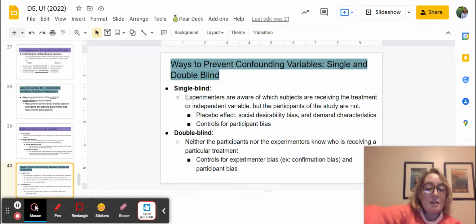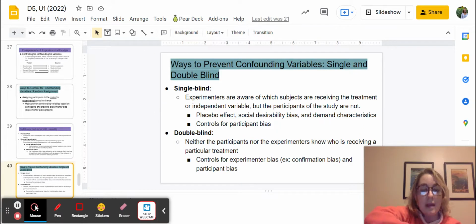Okay. And like I said, some really good ways: if you are asked, which might happen in a research methods FRQ, how you could prevent confounding variables, talking about using a single or double blind study is a really good way to do that. We said single blind is where the experimenters know who's receiving the treatment, or independent variable, so in the experimental group, and who's in the control. This helps prevent things like the placebo effect, social desirability bias, and demand characteristics, and controls for participant bias because they don't know which group they're in.